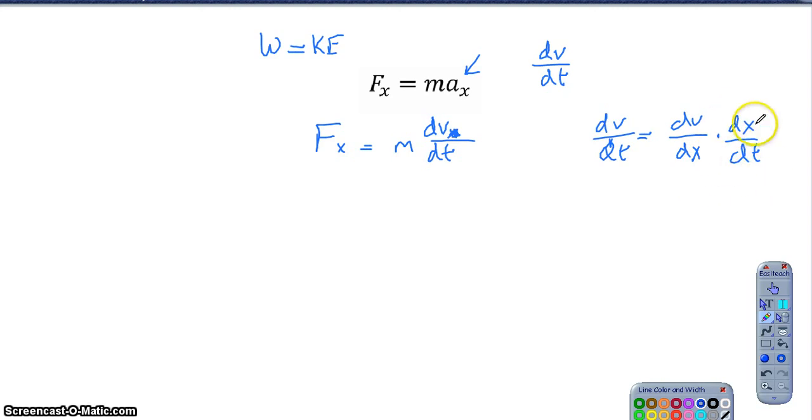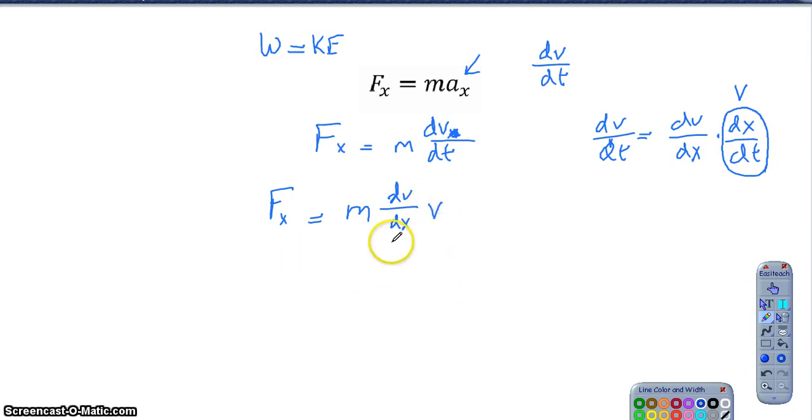So what do we know about dx over dt? Well, hopefully you're starting to get comfortable with that, this is really just the velocity. So my next step here, my net force, my force in the x direction, would be equal to mass times dv over dx, and then times, again, dx over dt, which is really just my velocity.